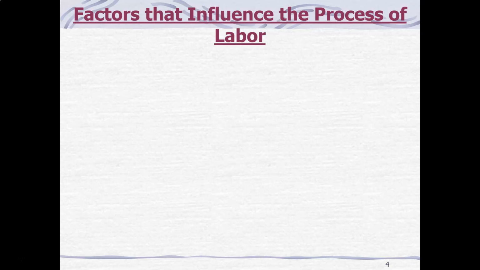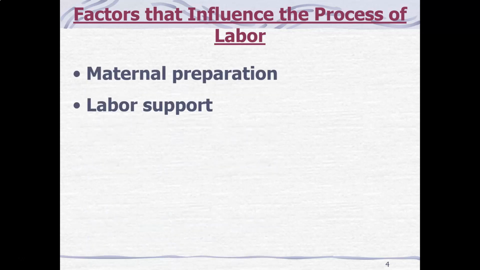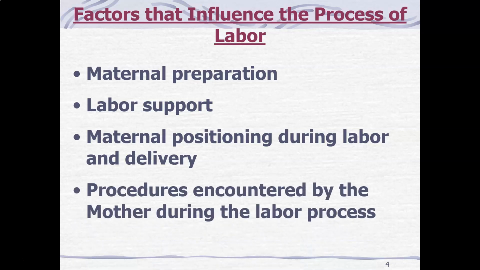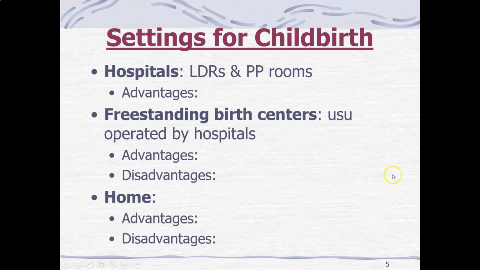Factors that influence the process of labor include maternal preparation, labor support, maternal positioning during labor and delivery, and procedures encountered by the mother during the labor process. So with maternal preparation, is the mom ready? Did she attend childbirth education classes? Is she truly prepared? Is labor support, does she have a support person? The maternal positioning during labor and delivery can make a big difference in the labor progression. And what we need to do is make the easiest pathway for the infant to come out. And then procedures encountered by the mother during the laboring process. These are things that we may need to do.